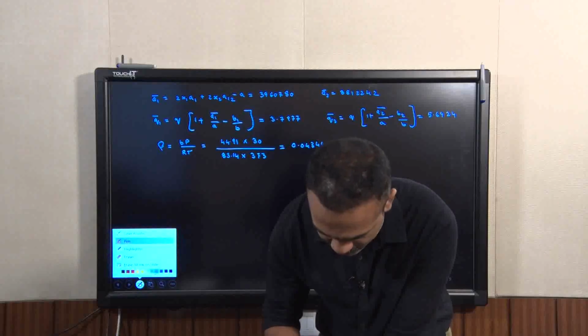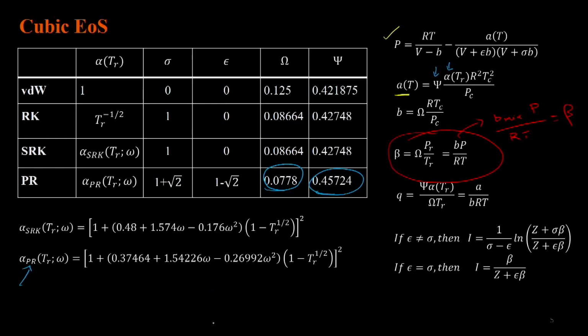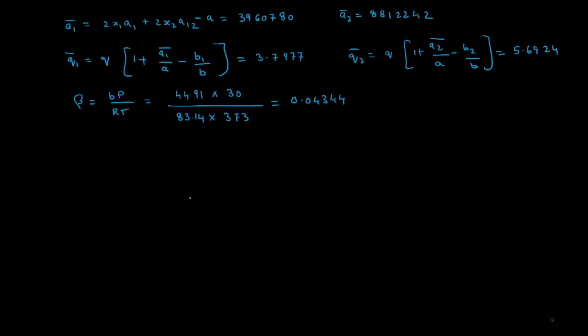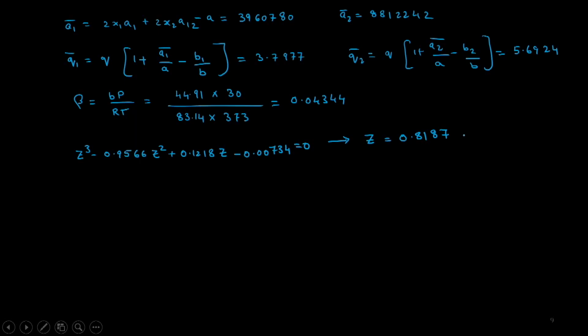The cubic equation in this case works out to be Z cube minus 0.9566 Z square plus 0.1218 Z minus 0.00734 equals 0. And the roots of this cubic, there is only one real root. The other two are imaginary. The real root works out to be 0.8187. That's the compressibility factor at the given temperature and pressure conditions, right?